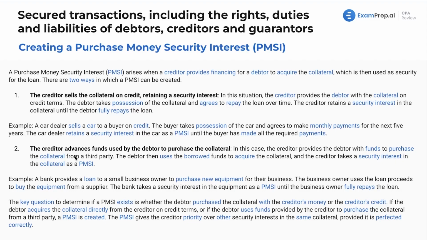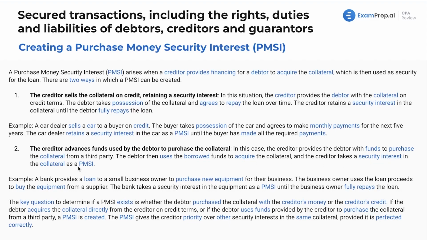Next up, the creditor advances funds used by the debtor to purchase the collateral. In this case, the creditor provides the debtor with the funds to purchase the collateral from a third party. The debtor then uses the borrowed funds to acquire the collateral, and the creditor takes a security interest in the collateral as a PMSI.